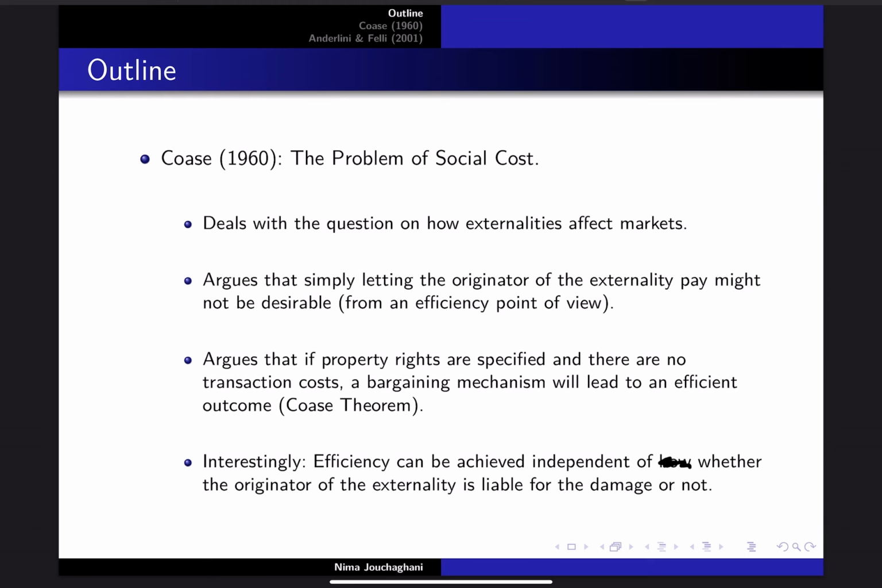But of course, for distributional matters, it definitely matters who is paying whom. Yeah, so obviously there is a redistribution happening if the originator of the externality is getting some payment from the party which is damaged due to the externality, or vice versa. So for distributional things, it of course matters who is paying whom, but for efficiency, it doesn't matter. And that's the punchline of the Coase theorem.